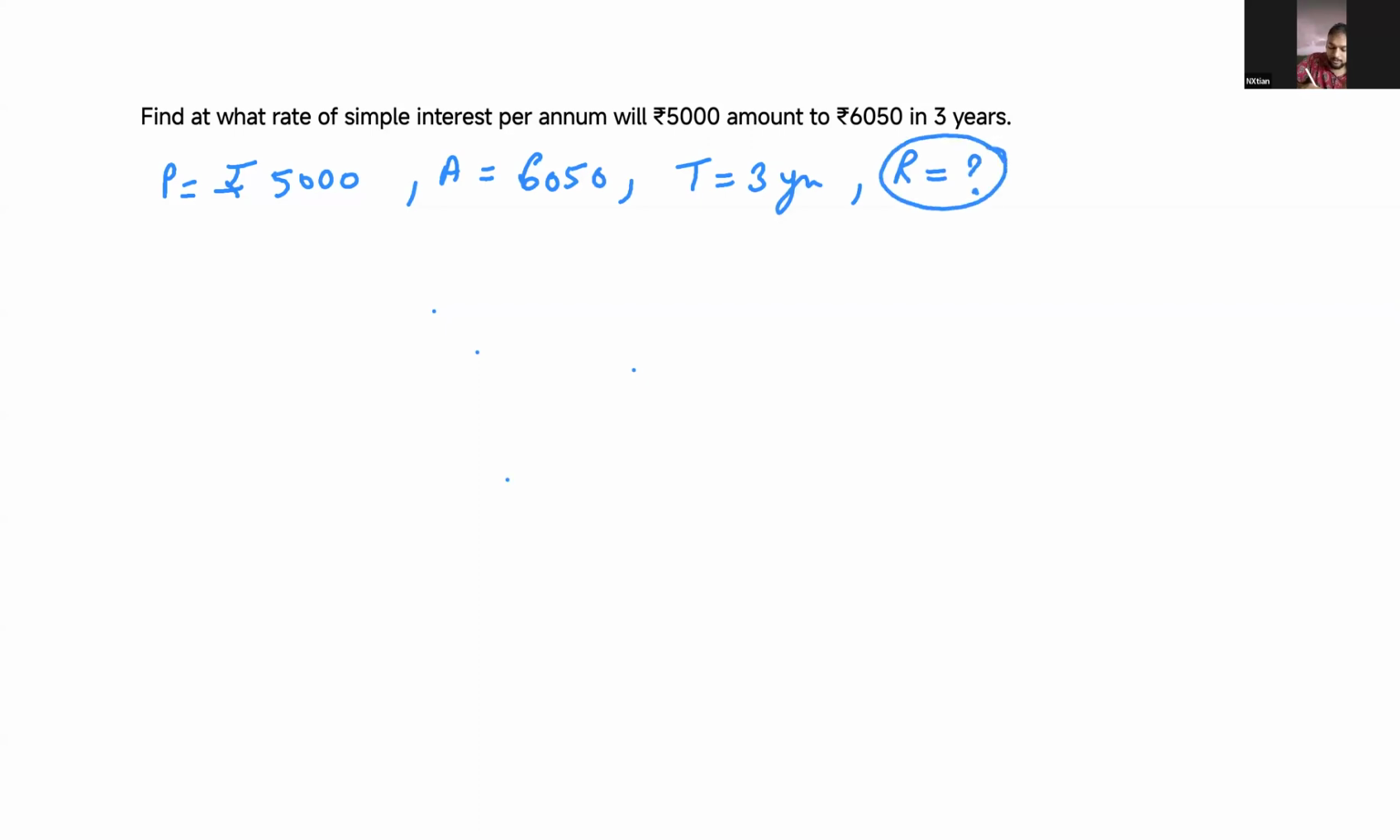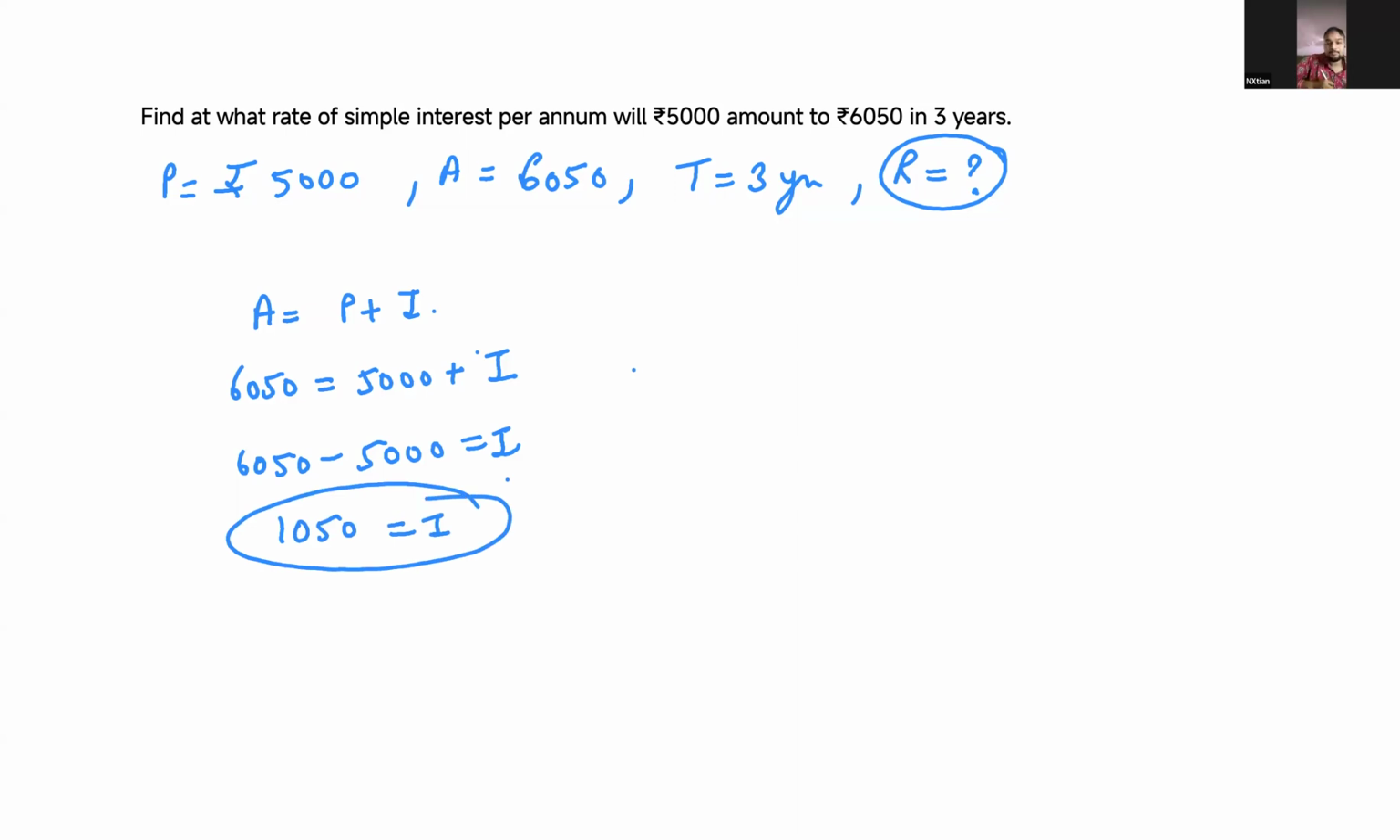First of all, we know that amount is equal to principal plus interest. Yes or no? How much amount is given? 6,050. Principal is 5,000 plus interest. So 6,050 minus 5,000 will become the interest. So 1,050 rupees is the interest that he got. Understood, guys? Yes or no?